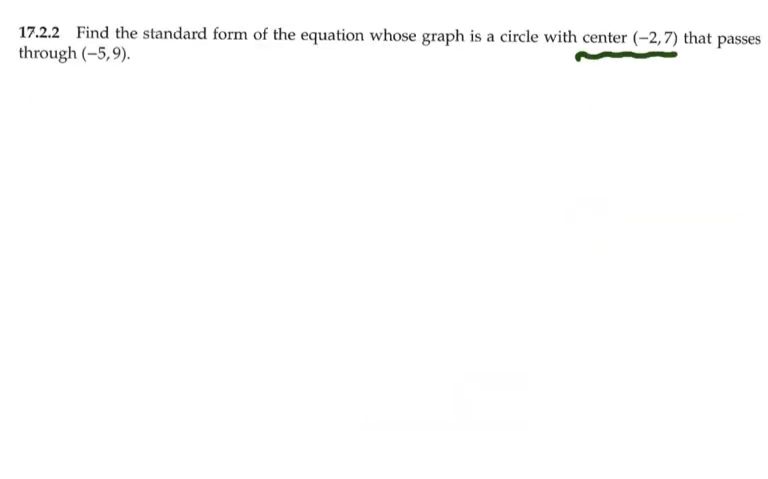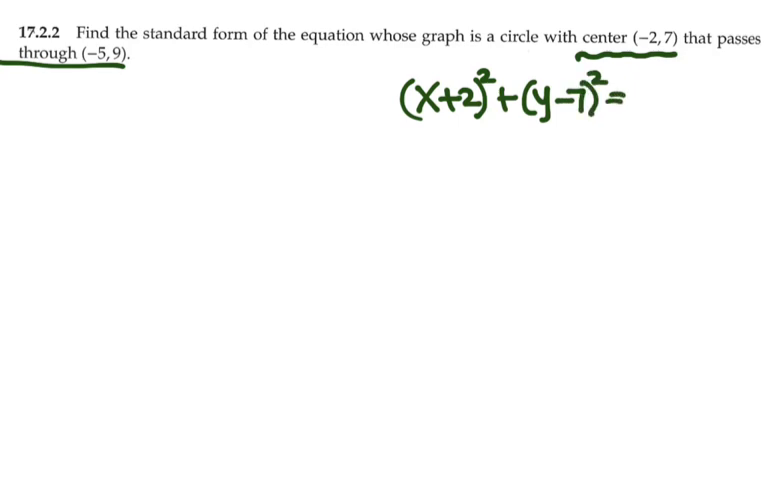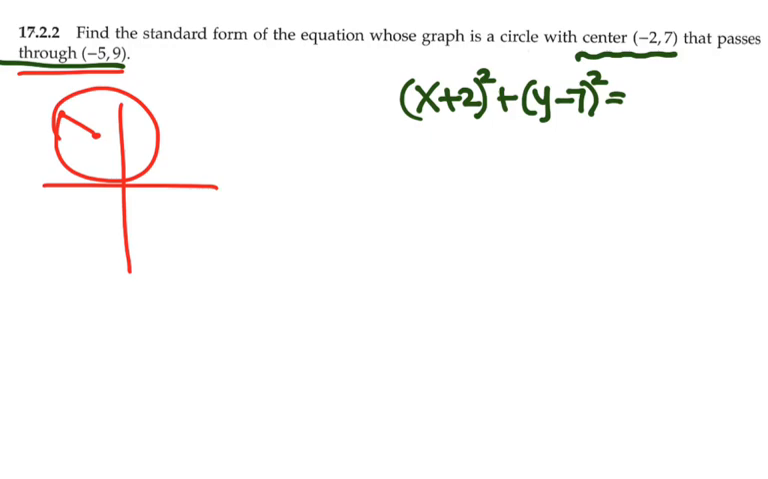Here we need to find the equation of the circle where the center is negative 2 comma 7 and it passes through this point. Knowing the center, we should be able to write down the equation up to this point. Now, what is the radius? If I sketch the graph rather quickly, that's the radius, because negative 5 comma 9 is that far away from negative 2 comma 7. So a circle would have been drawn in that way.